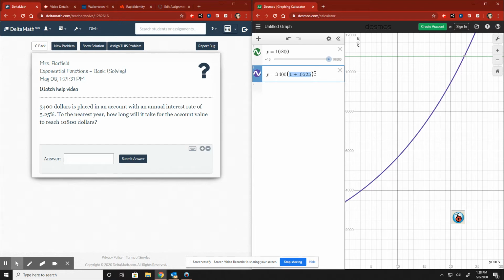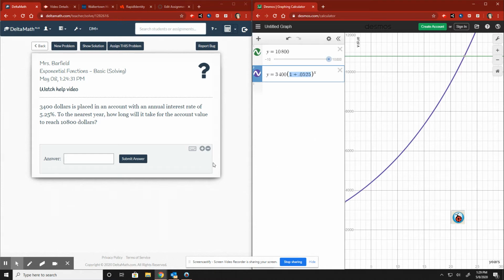So that's why I have x in the exponent, because my time is my unknown. How long will it take for the account value to reach $10,800? Well, if you remember from my previous problem, the y equals, that's your final amount. But this is how we type it into Desmos so that we can get that picture and get that intersection, because that intersection is going to tell me what my values are.